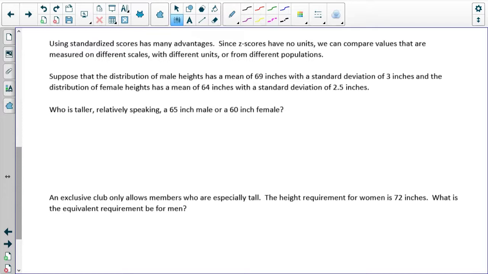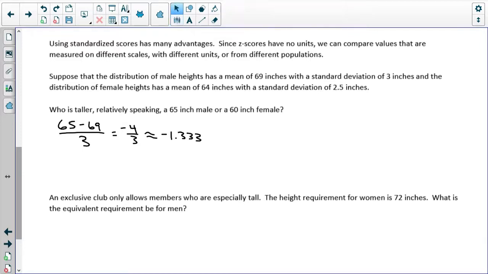So the male would be 65 minus 69 over 3, which is negative 4/3, which is about negative 1.333. So that means this male is about 1 1/3 standard deviations below the mean. That's pretty far below the mean.